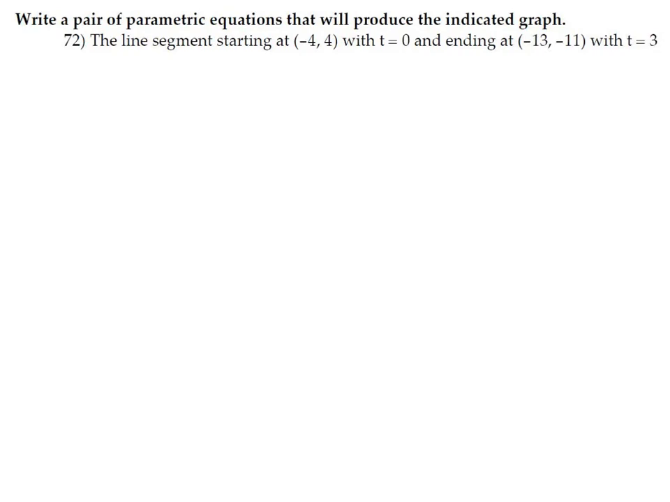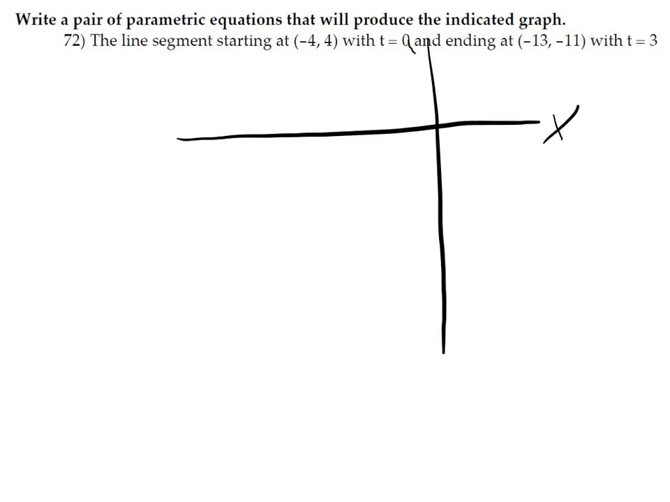The points have very negative values, so I'm going to write our xy graph more like this rather than the regular one. -4, 4, and -4, 8, 12, 13, -11, down about here. So we want to actually go this direction. T equals 0, t equals 3.